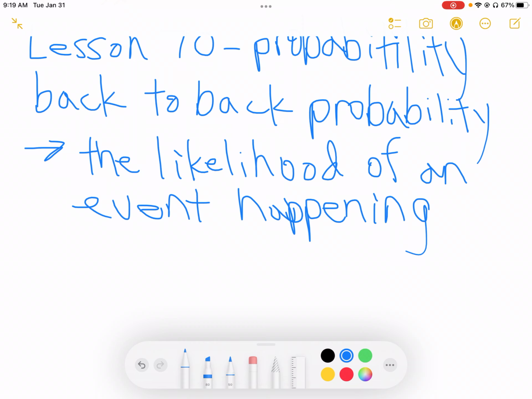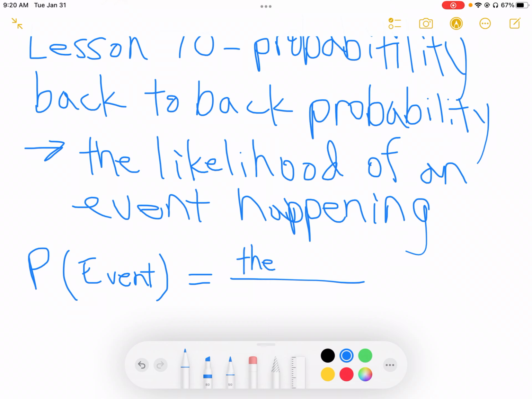Before I do that, you just say it's a fraction. So we say probability, and in parentheses I'll put E, for event. So probability of an event. It's a fraction, and we say it like this: the number of outcomes chosen.